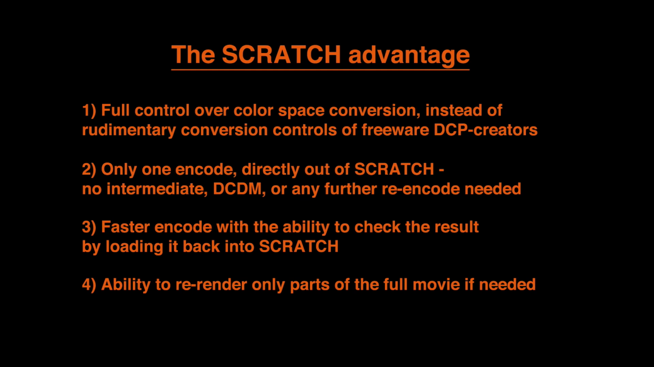Last but not least, in case we need to add changes to our final piece after we created the DCP, we can do that very easily. Since we are rendering an image sequence out of Scratch, we can easily replace certain portions of that image sequence by just rendering out the range of the changed content and replacing the original image files. All that's left then is to quickly rewrap the DCP instead of re-encoding the complete movie again.